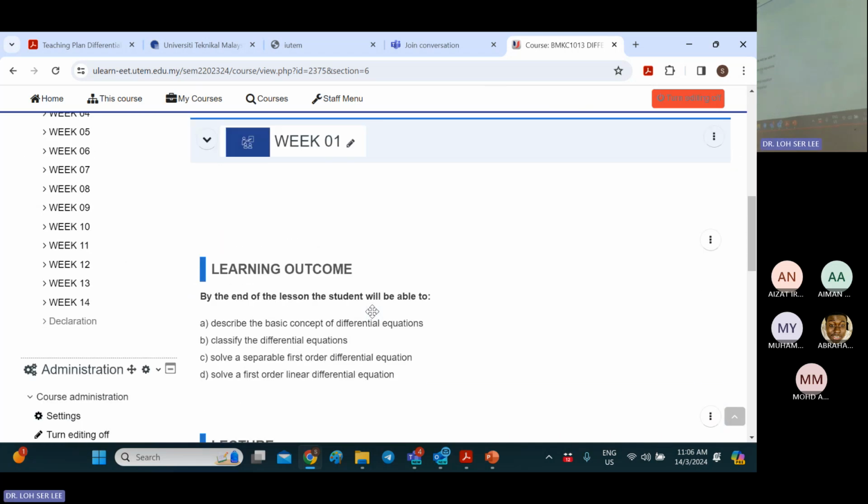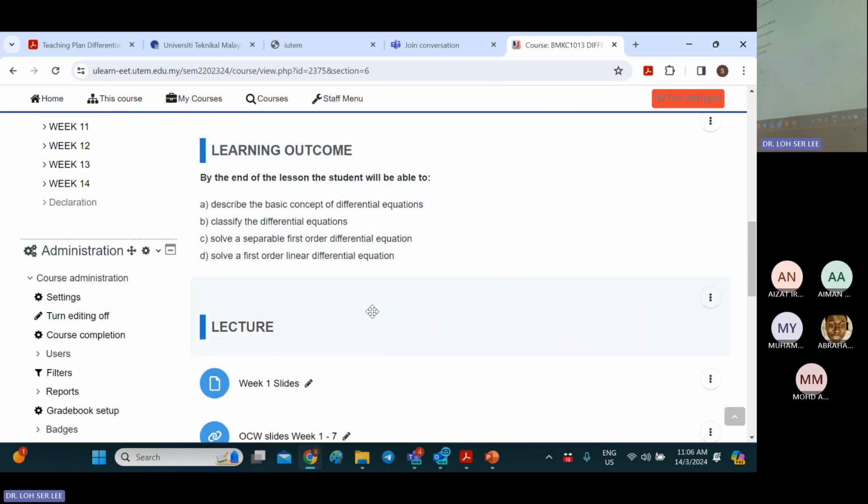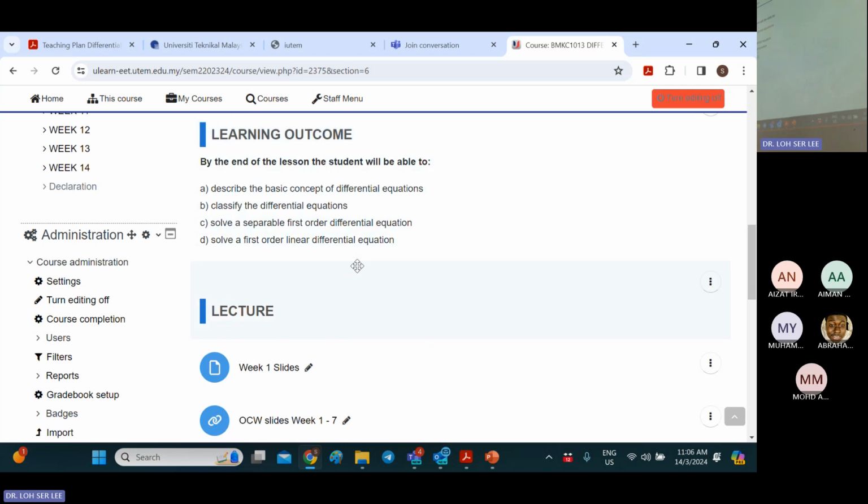And for week 1, this is our first week. Because I have canceled the first slot, so I re-scheduled this week. We should go through all of this, but I think today we are able to describe the basic concept of differential equations and classify the differential equations. Maybe the other two we will look at next week.